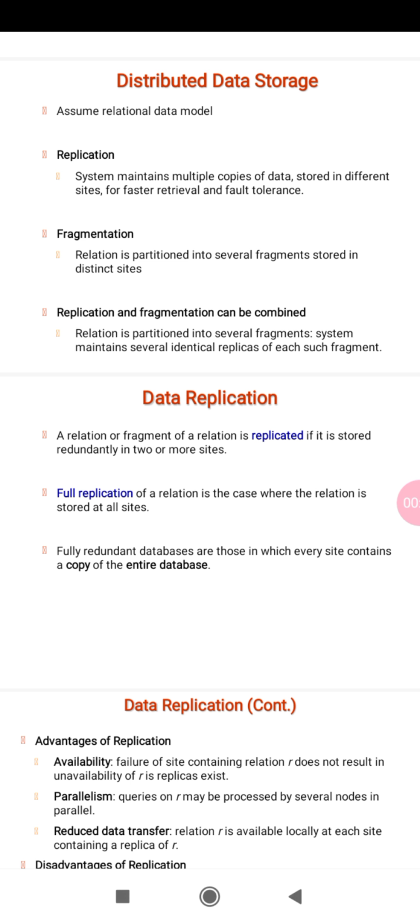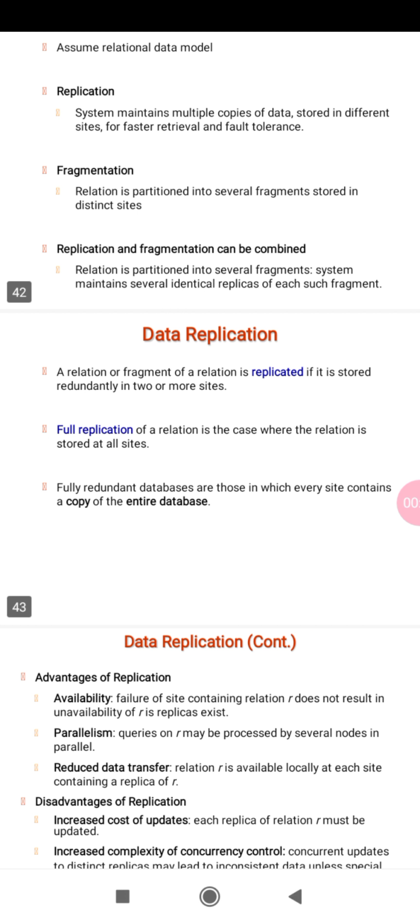In today's section, we have to cover the distributed database storage part. First, we have to assume the relational data model. We have to study what the relational model is. After that, we have to study the replication part. After that, fragmentation. What is replication, what is fragmentation, and what are the advantages and disadvantages of each. After that, we have to study how replication and fragmentation can be combined. Okay, clear?